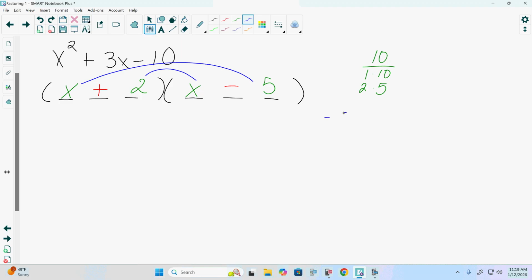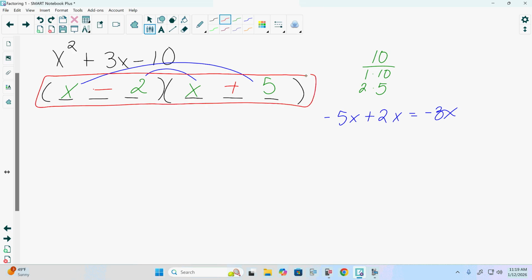X times negative 5 would be negative 5x. 2 times x is positive 2x. Giving us negative 3x. So we just need to switch the signs, which will now give us positive 5x minus 2x gives us positive 3x. And that's it.